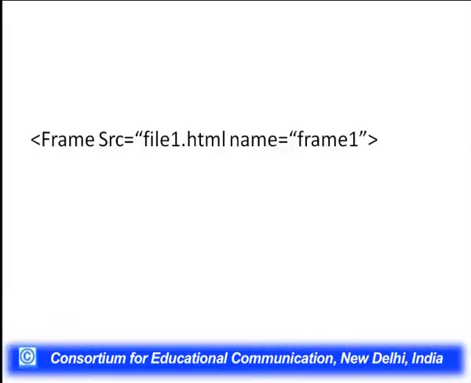So, in the frame src attribute, you specify the URL of the file that you want to load in that particular frame, and you give a name to the frame. Any name can be given; that is the choice of the designer. Then if you want the scroll bars to appear or not appear, the attribute that you give with the frame is the scrolling attribute. There are three options that you can give for this.